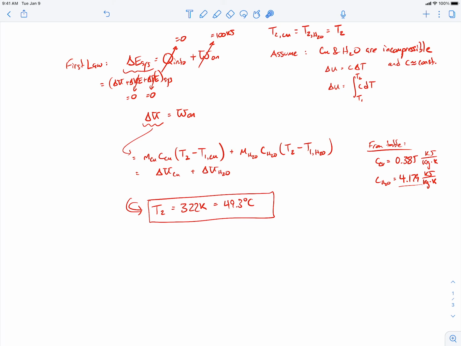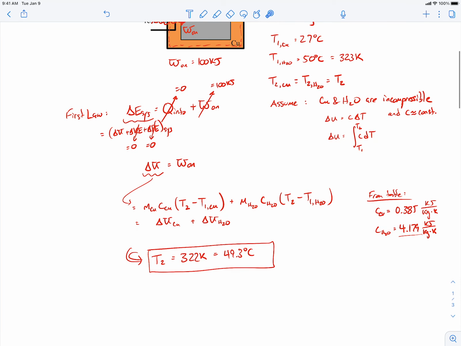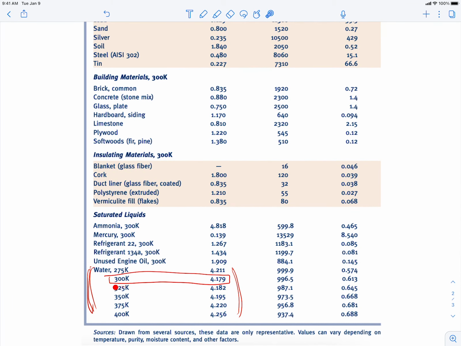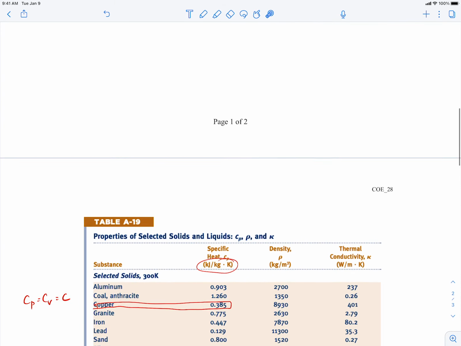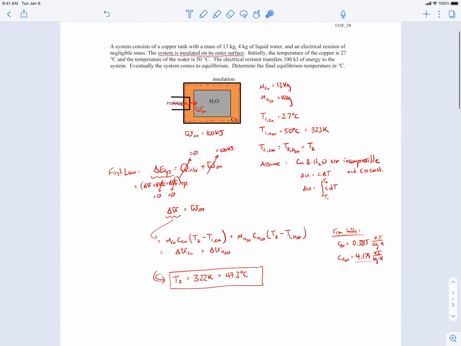Now, looking at this, I ended up with 322 Kelvin, and started off with 323 Kelvin. So I might have been better off, when I chose my specific heat, to use the one for 325, the 4.182. That would have probably given me a more accurate result, but that's fine. We're still pretty close. Okay, so that's really it for this problem.